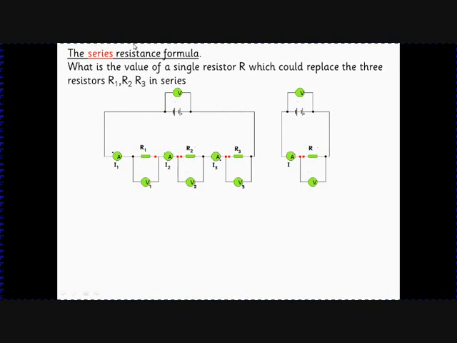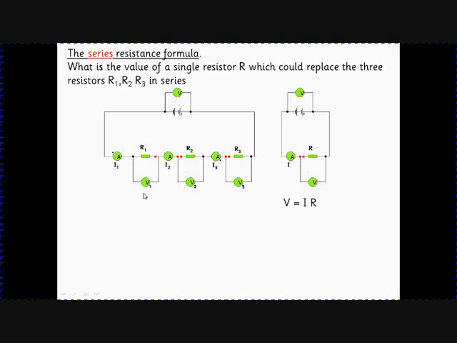Okay, so we need to look at these formulae for what happens when we put more than one resistor together. So here's our circuit. It's got 3 resistors in it, R1, R2 and R3. And we want to replace them with a single resistor R, which has the same effect of those 3. So the current flowing through the cell is the same in both circuits. Okay, well, what do we know? Well, we know from this circuit, V equals IR.